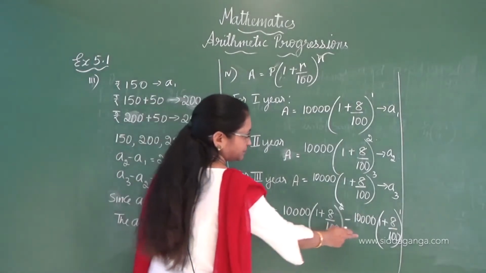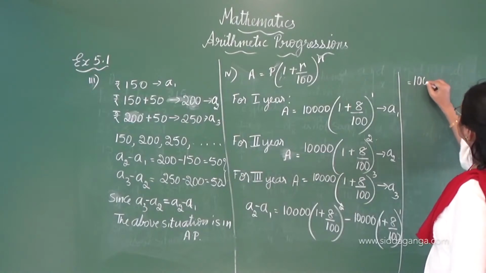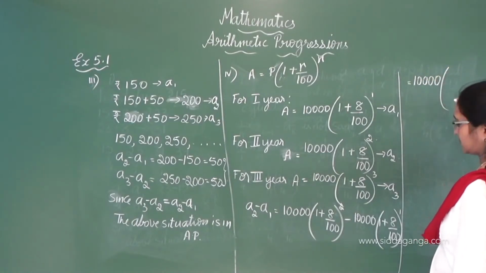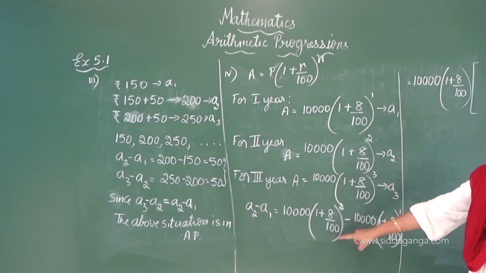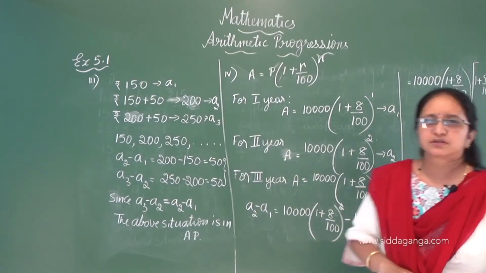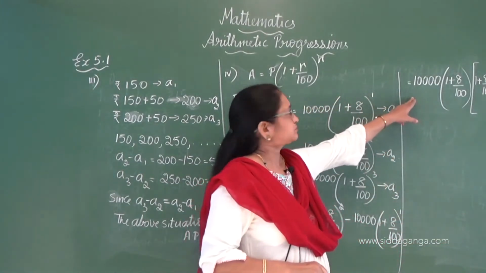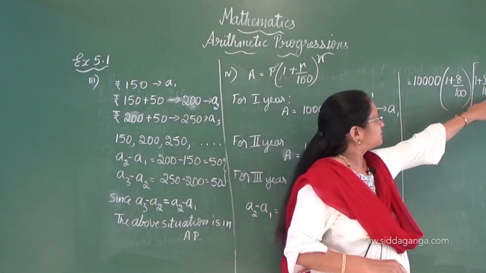Now, see here, you need not calculate. I will write 10,000 (1 + 8/100) as common. So what remains here? 1 + 8/100, and here minus 1, since this is common and we have taken it already. I hope you understood this. So here 10,000 into (1 + 8/100) and (1 + 8/100 - 1).